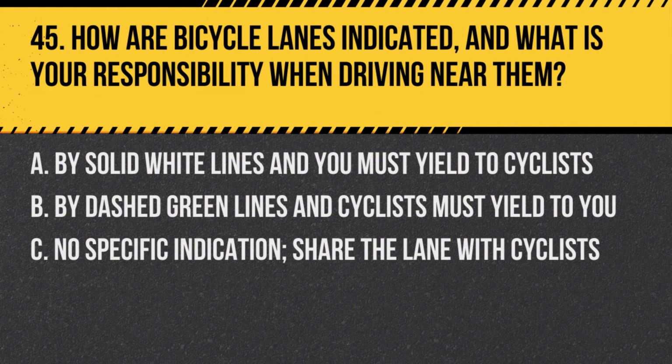A. By solid white lines, and you must yield to cyclists. B. By dashed green lines, and cyclists must yield to you. C. No specific indication. Share the lane with cyclists.